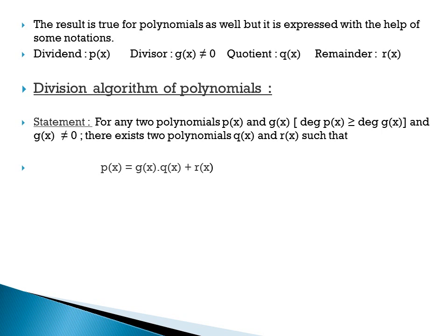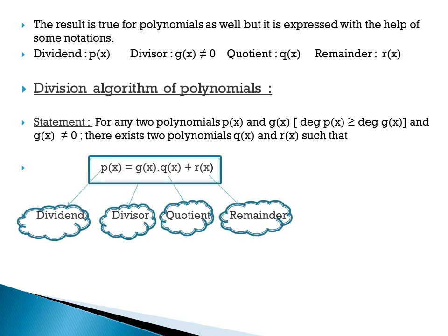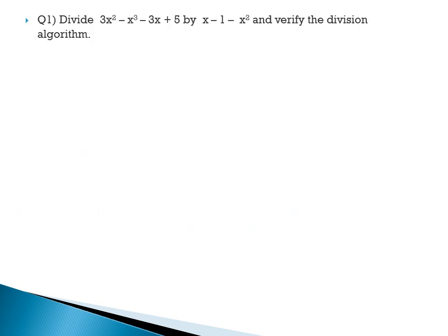r(x). So if you can see, the division algorithm for polynomials is also exactly the same as division algorithm of integers, it's just that the notations are used differently. So this is our division algorithm of polynomials: dividend, divisor, quotient and remainder. Now let's verify this relationship with the help of an example.